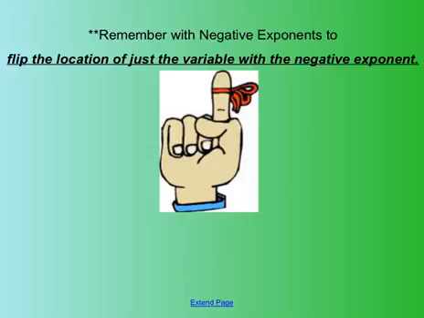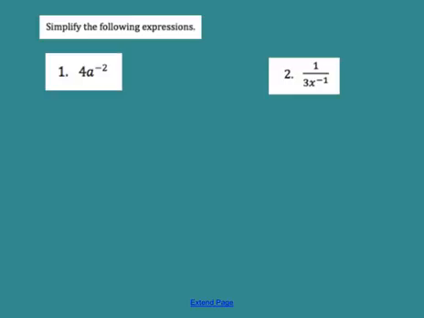So remember, with negative exponents, flip the location of just the variable with the negative exponent. Write that down. This is very important. So what they're talking about here is the 4 raised to a negative exponent? No. The only thing raised to a negative exponent is this a to the negative 2. So you leave the 4 alone, and I have to move this a to the negative 2 downstairs, and it becomes a positive. So you leave the coefficient.